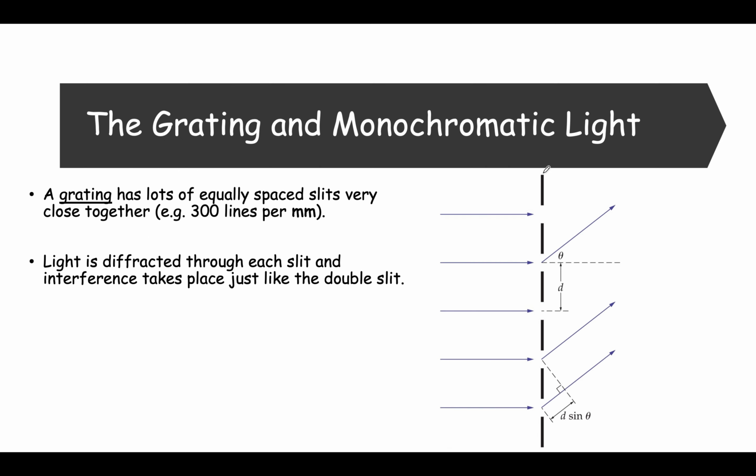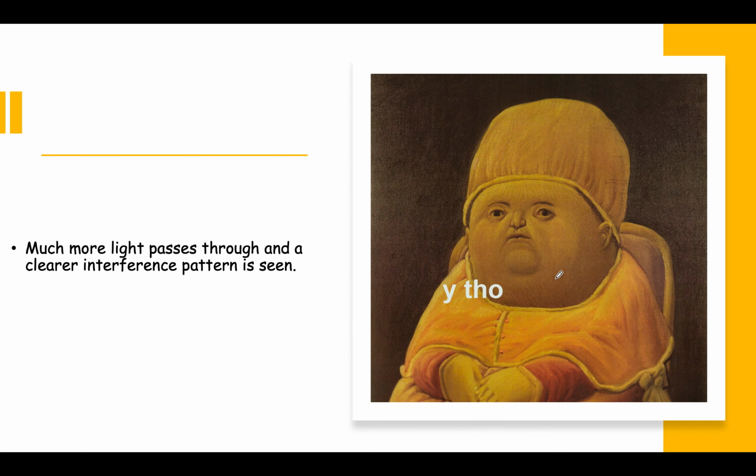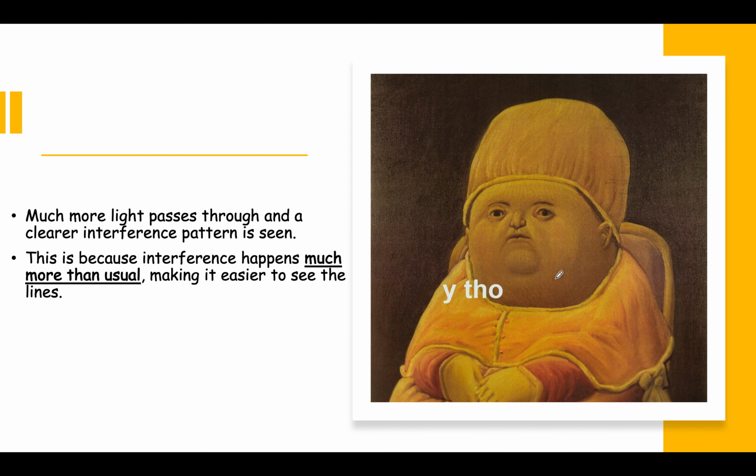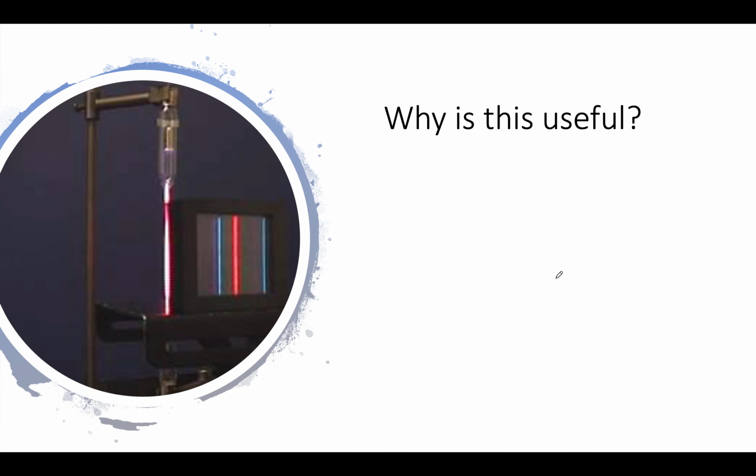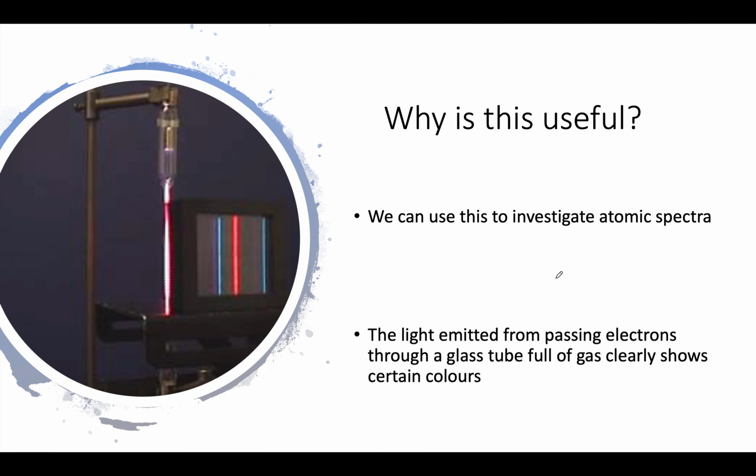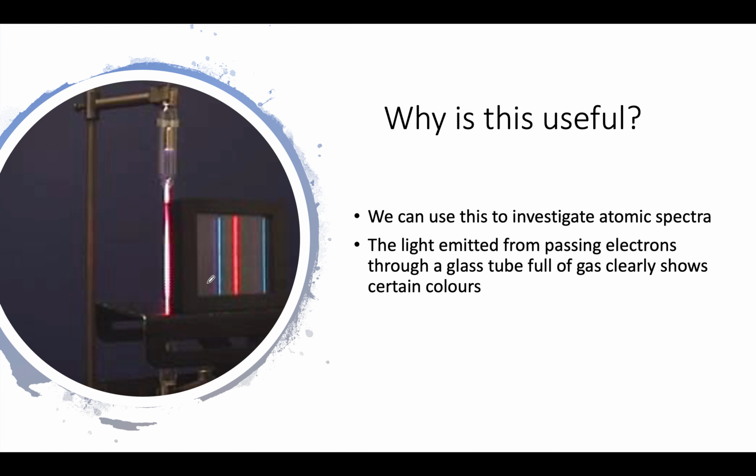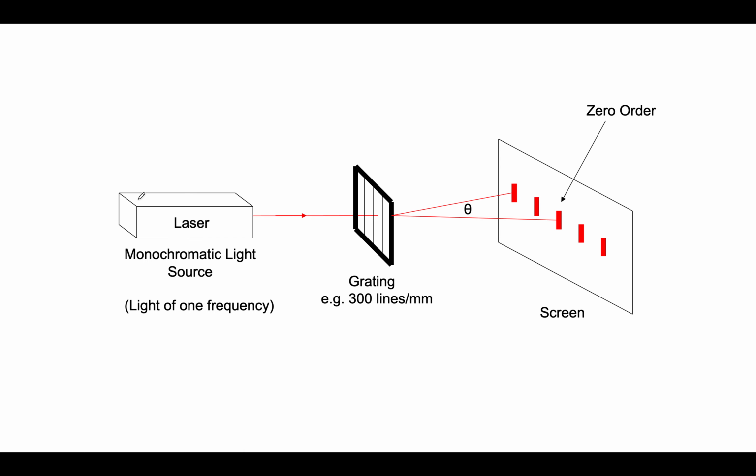But essentially, you will know that a grating has lots of these things, lots of angles, lots of diffraction. It helps you get a clearer diffraction pattern on the screen further away. So more light, more interference, more clearer. It's happening more often, so you can see more lines. This is useful, so we can investigate atomic spectra. We can see the light emitted from electrons passing through a tube, and you can see that certain gases will show different colors, different bands. We can combine them and figure out all the different elements inside a gas. We can even use them to help us determine what elements are inside the sun, for example, by passing the light from the sun through one of these gratings. And you can see that on an absorption spectrum, you will see certain lights passing through. Really useful stuff.